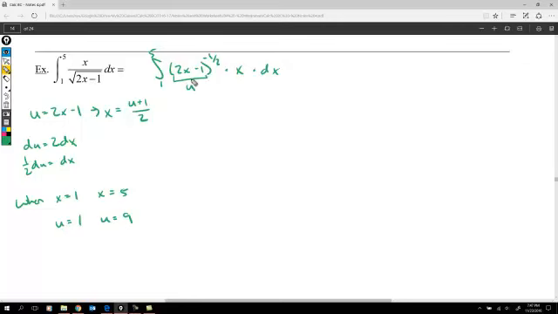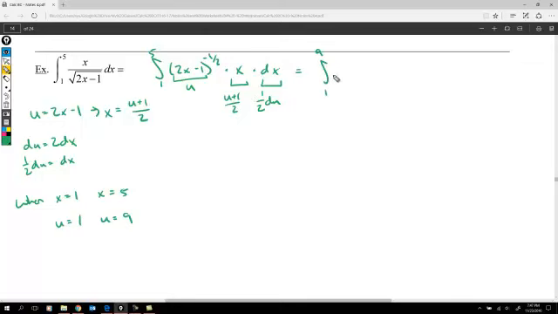Right, that's what I said. X is the same thing as u plus 1 over 2. That's what I found out from my original u equation. dx is the same thing as 1/2 du. So these are all the things that I'm substituting out. Now I'm also changing my bounds. So instead of 1 to 5, it's 1 to 9.